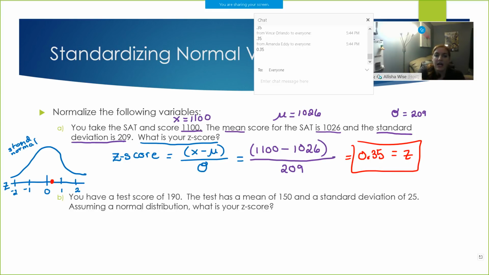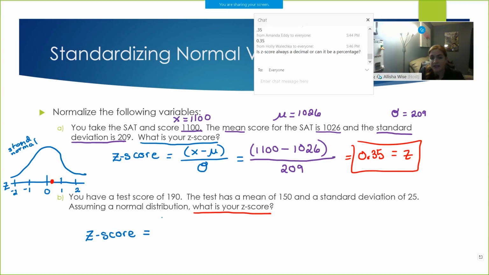Let's try that again. If you're feeling good, go ahead and try this on your own. Otherwise, we're going to do this together. So you have a test score of 190. The test has a mean of 150 and a standard deviation of 25. Assuming a normal distribution, so an x value, what is your z-score? So remember, as soon as they say, what is your z-score, you know you should be using that formula: z-score equals x minus mu over sigma.